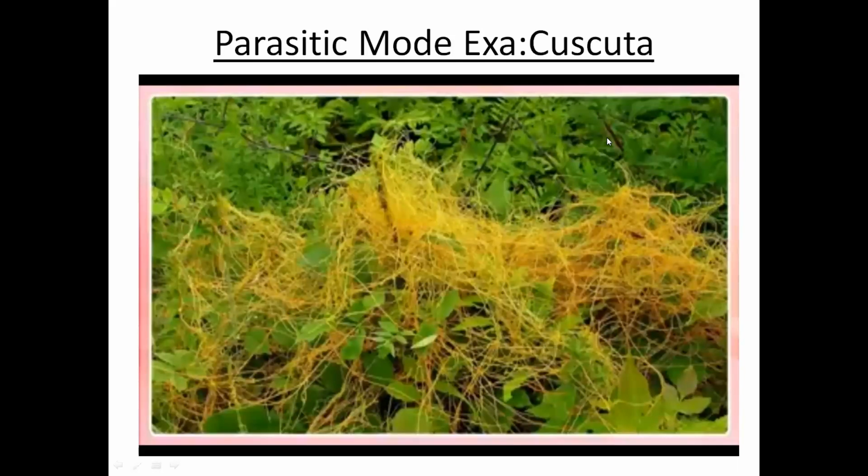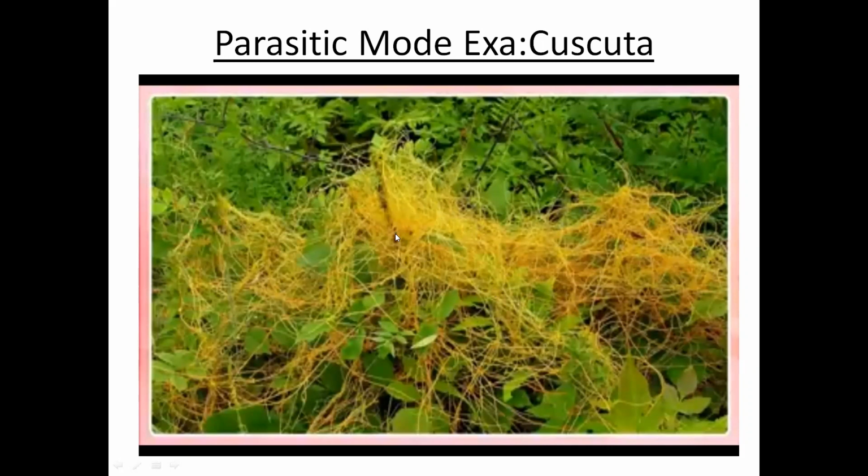The first one is parasitic mode of nutrition. Here you can see some wire-like, yellow colored structure seen on a plant or tree. That is one plant, Cuscuta. So it is using parasitic mode of nutrition.